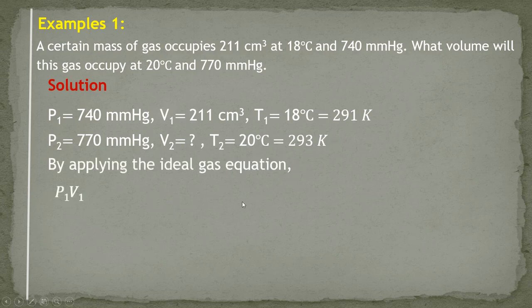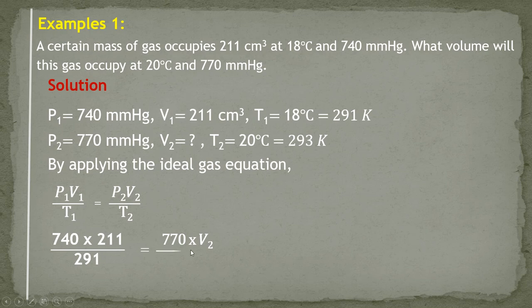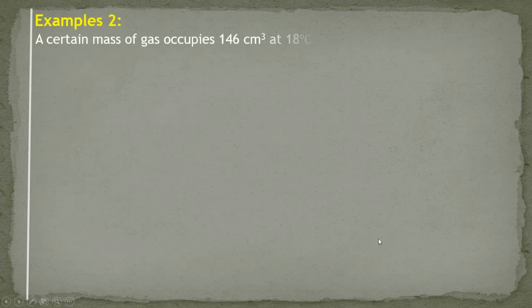By applying the ideal gas law, P1 times V1 over T1 is equal to P2 times V2 over T2. Substituting, 740 times 211 over 291 is equal to P2, which is 770, times V2, which we want, over T2, which is 293. Therefore V2 will be 204 centimeters cubed. As simple as that.